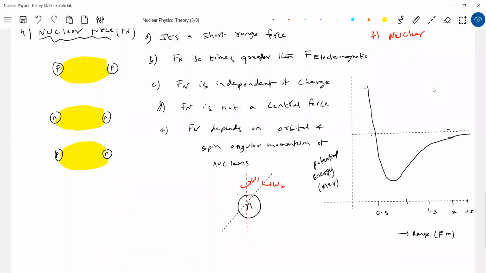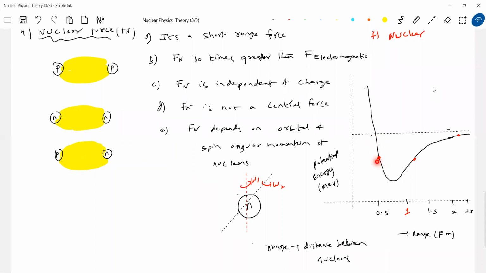I'm interested in these three points. Look at this distance, less than 1 femtometer, and then at these points. What is this range? Range means the distance between the nucleons. So when the distance between nucleons is less than 1 femtometer, what is the force?